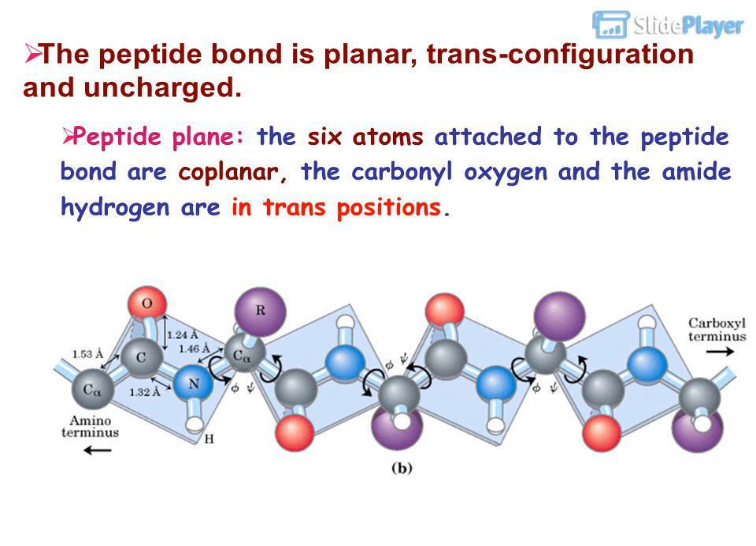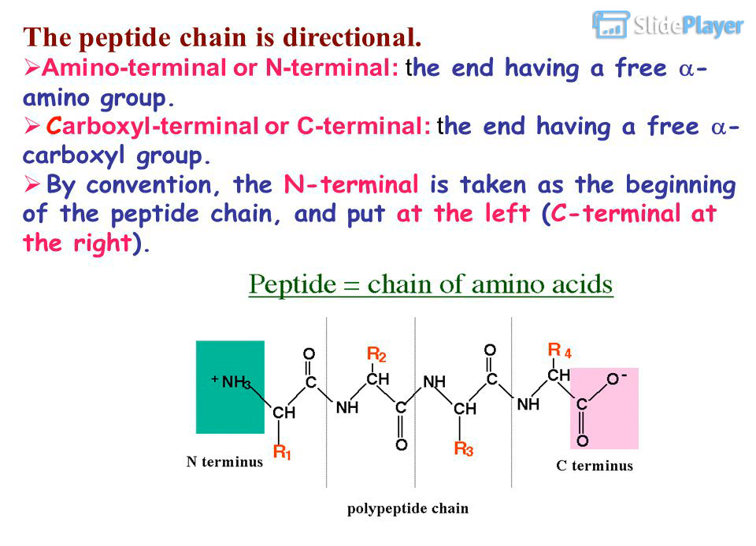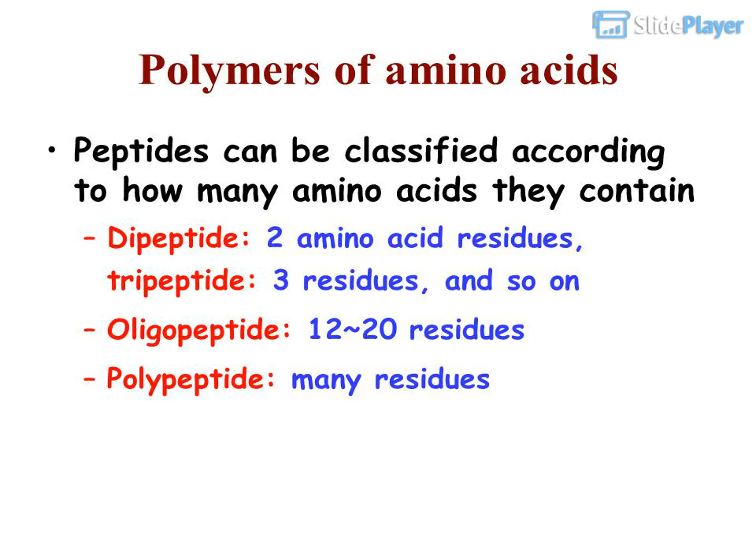Peptide plane: the 6 atoms attached to the peptide bond are coplanar, and the carbonyl oxygen and the amide hydrogen are in trans positions. The peptide chain is directional. Amino terminal, or N-terminal, is the end having a free alpha amino group. Carboxyl terminal, or C-terminal, is the end having a free alpha carboxyl group. By convention, the N-terminal is taken as the beginning of the peptide chain and put at the left, the C-terminal at the right. Polymers of amino acids.